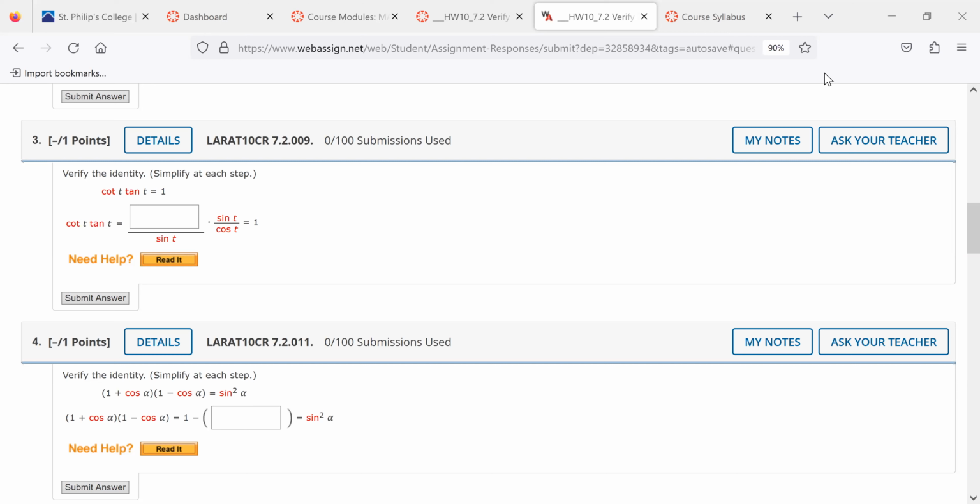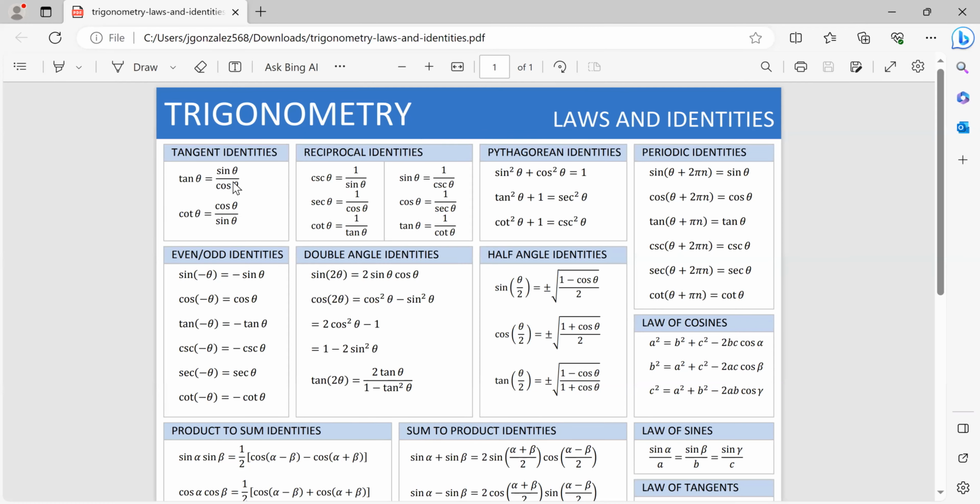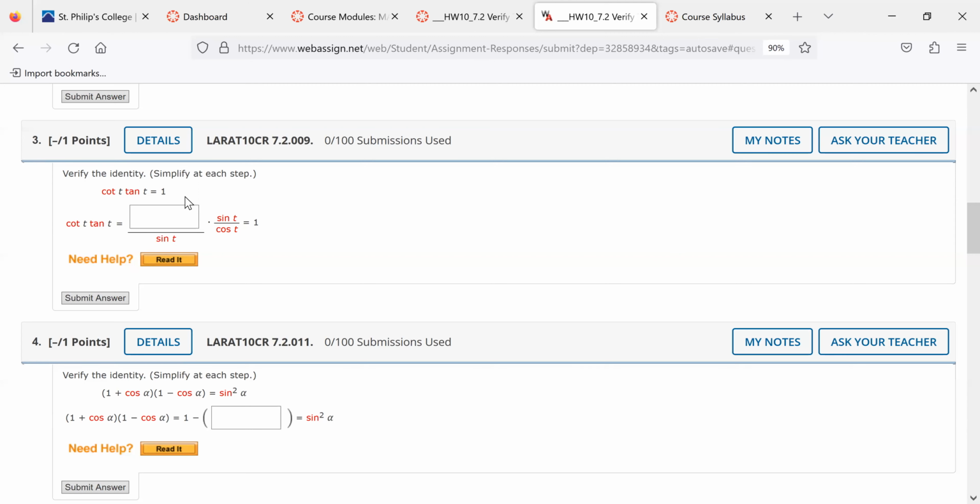So notice that they're using the tangent identities, sometimes called the ratio identities. Sine over cosine, cosine over sine. So they know that they're going to cancel. That's why they chose it, because it needs to turn into one.